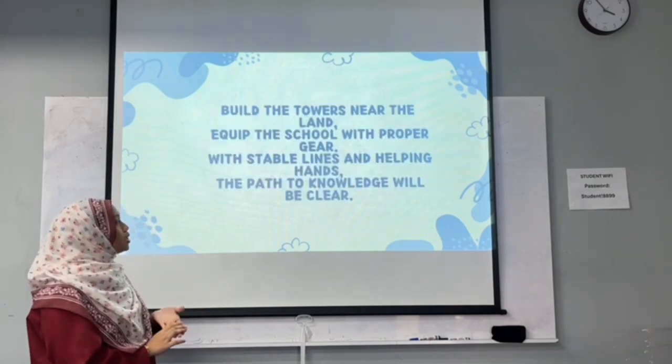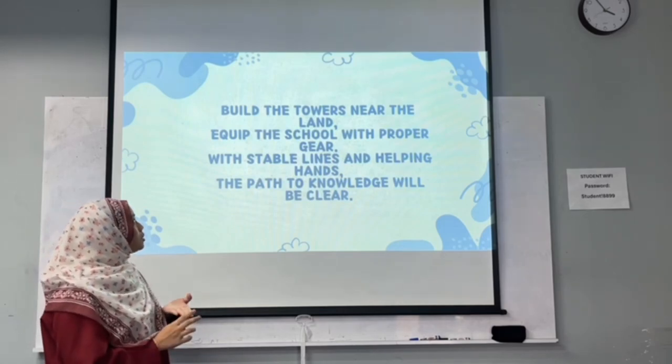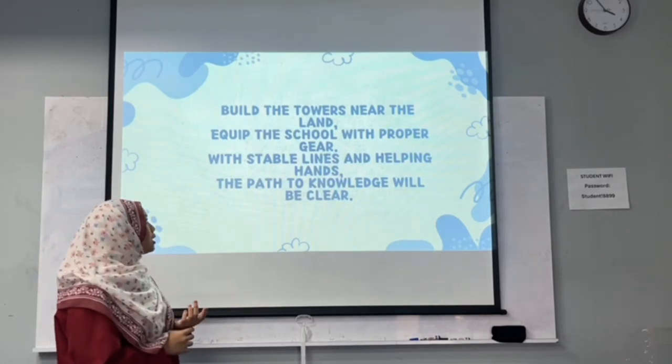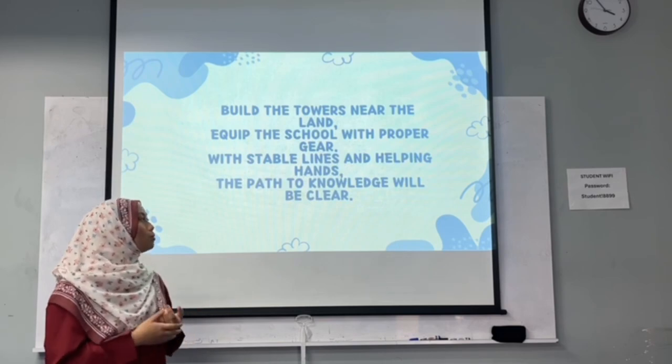Build the towers near the land, equip the school with proper gear. With stable lines and helping hands, the path to knowledge will be clear.